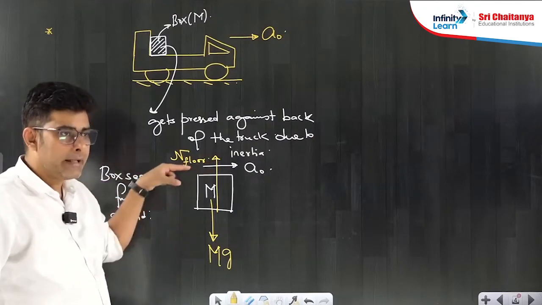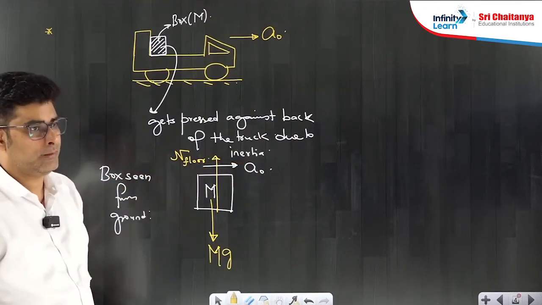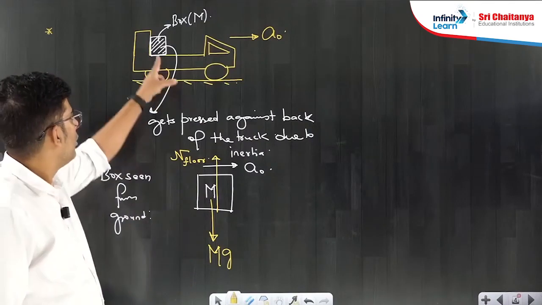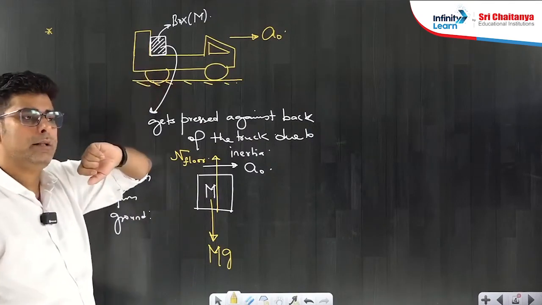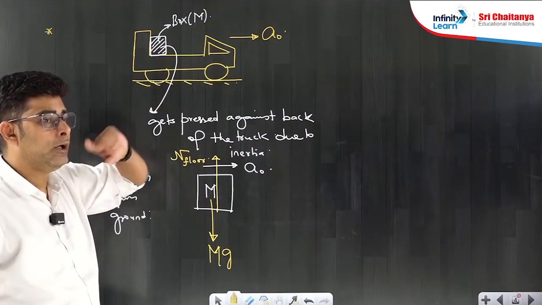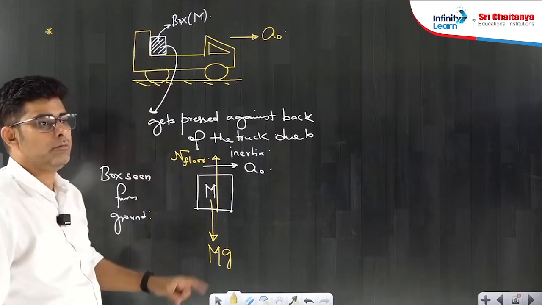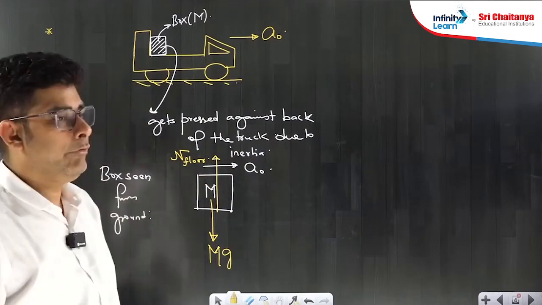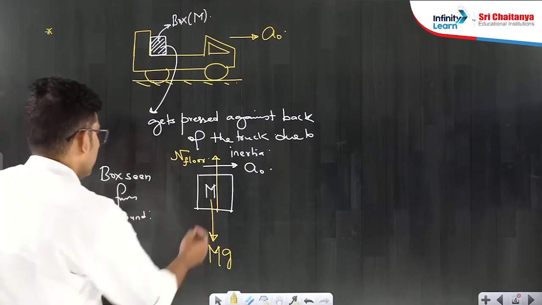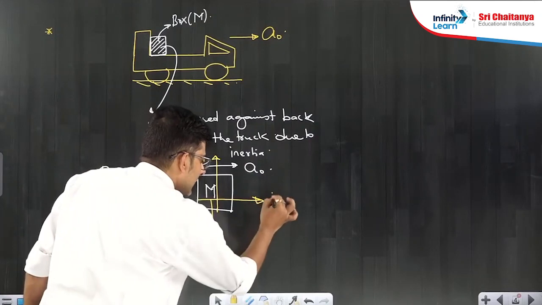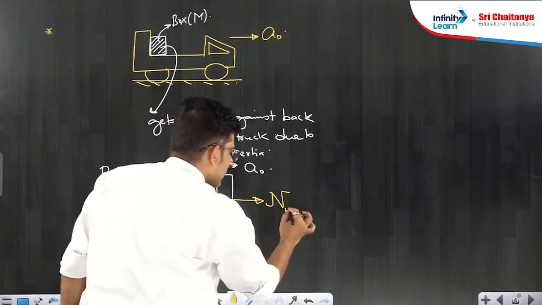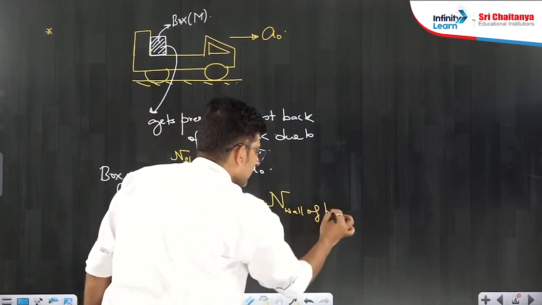Now if it is accelerating rightwards, it means there should be some force. What is that force? Who is pushing this box forward? Which force is pushing it so that it is given acceleration? Yes, the truck is pushing it. So that will be the normal reaction by the wall of the truck.